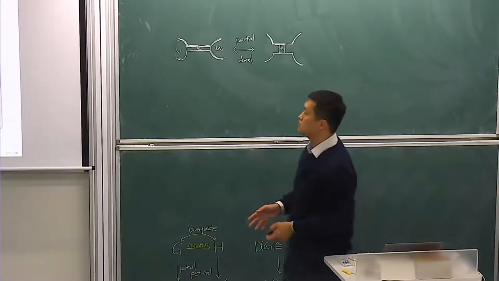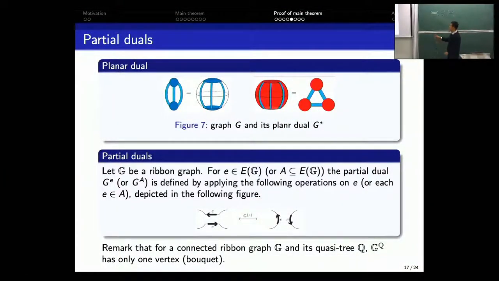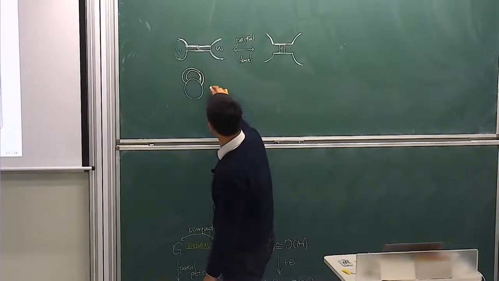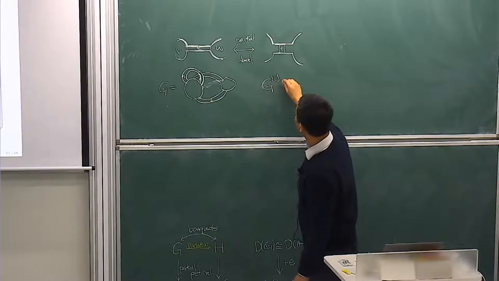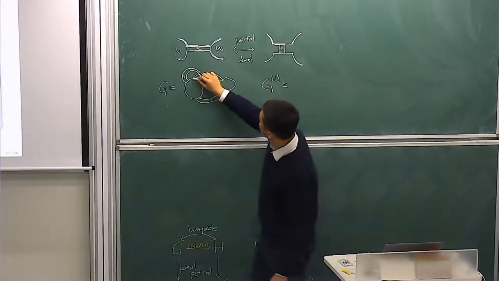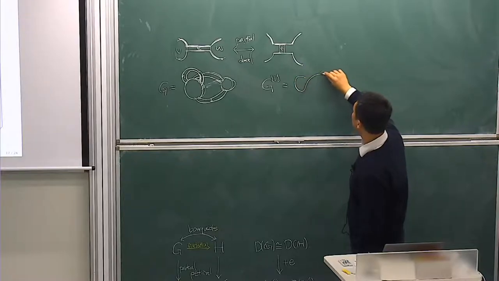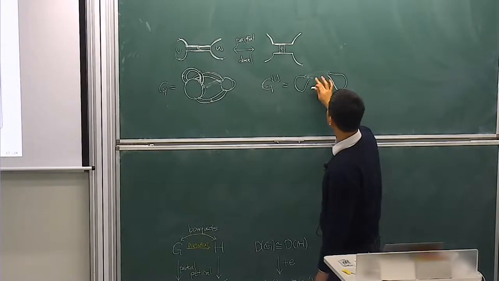When you apply a partial dual with respect to a quasi-tree, because a quasi-tree only has one boundary component, the result G of Q has only one vertex, so it is a bouquet. So for example, since one is a quasi-tree, if I apply a partial dual to one, we think of this boundary as a new vertex. So our new vertex looks like this. And our other new vertex looks like this.